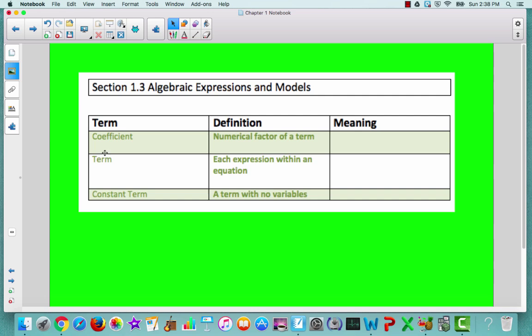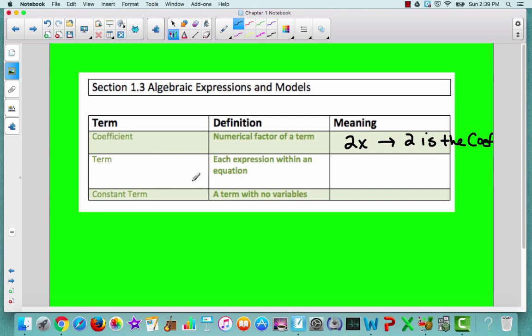course. The first term is the word coefficient. The coefficient is just the numerical factor of a term. That's the definition. But if you just look at an expression with me, like, I don't know, 2x, the coefficient is 2. So 2 is the coefficient. And I'll put "co."